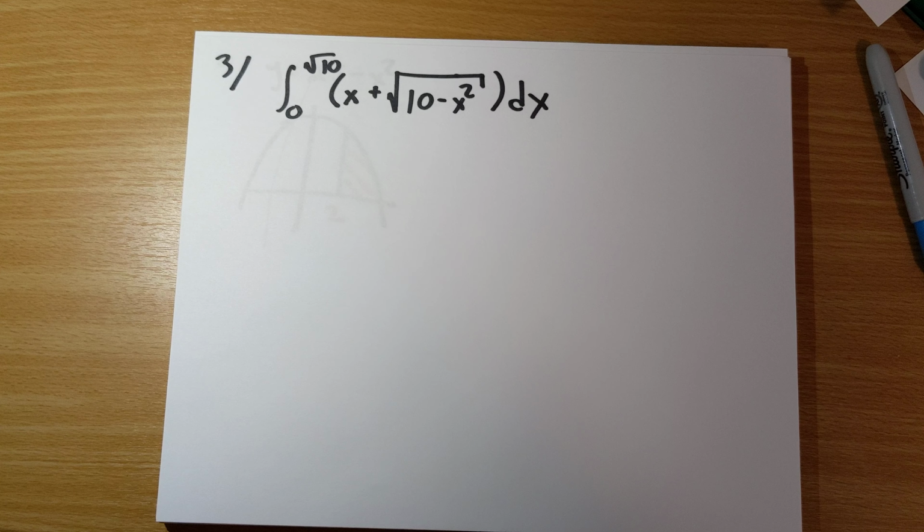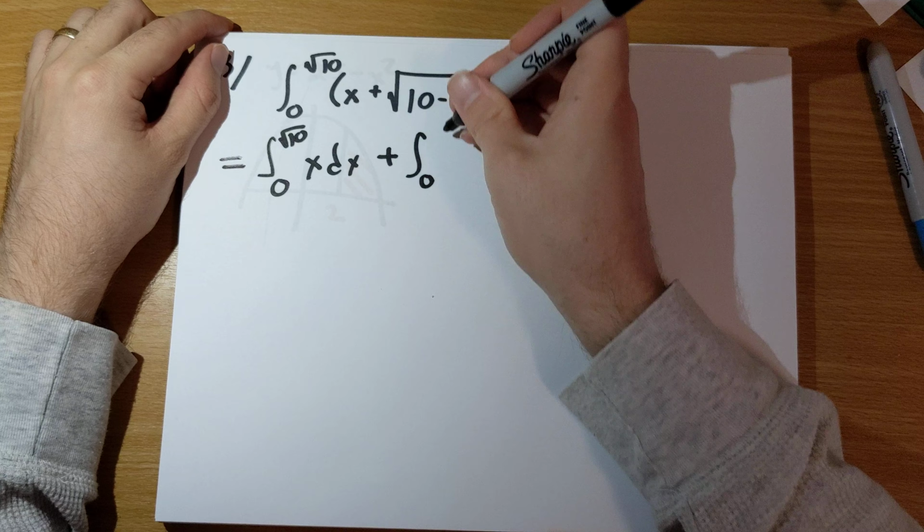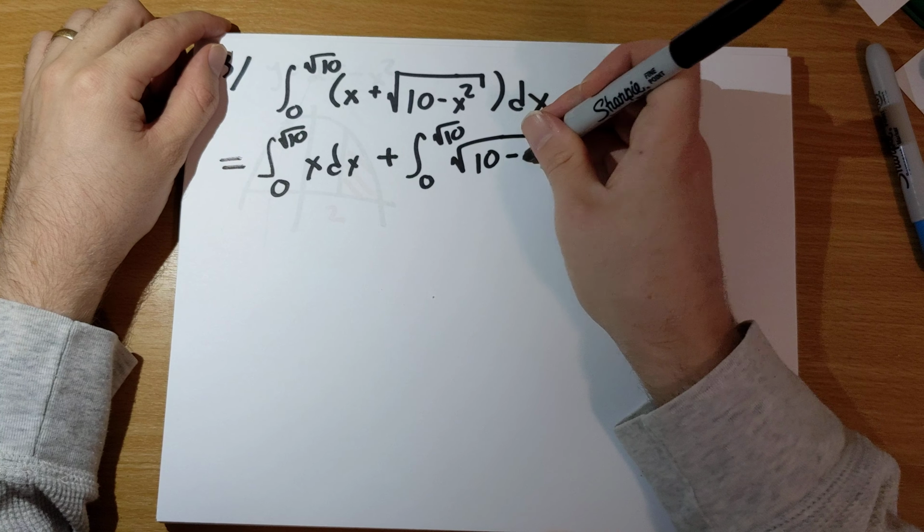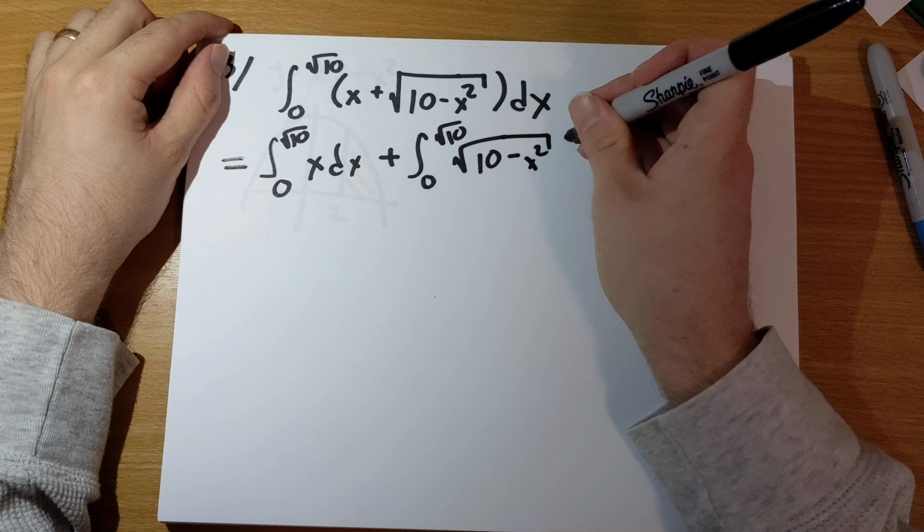Problem number 3, we're asked to evaluate this integral using geometry, using properties of integrals only. We're not trying to find antiderivatives of things here. How do we do this? I'm going to break this integrand up into 2 parts. This is the integral from 0 to square root of 10 of x dx, plus the integral from 0 to square root of 10 of square root of 10 minus x squared dx.